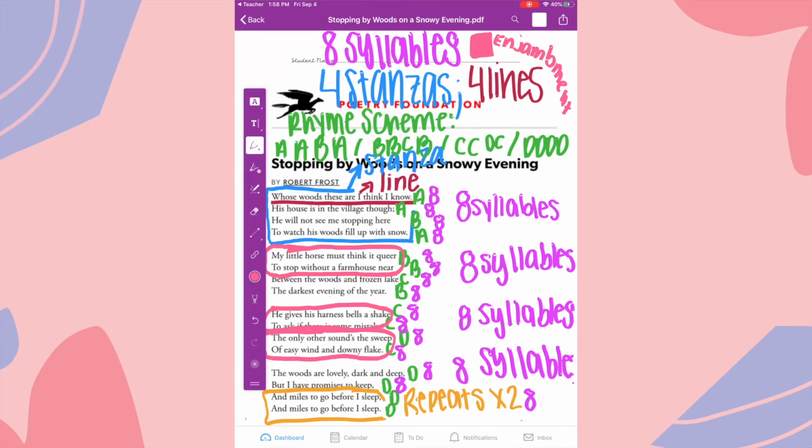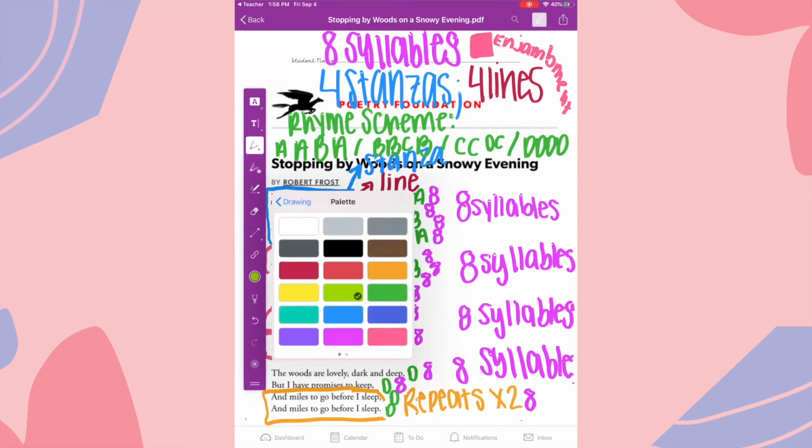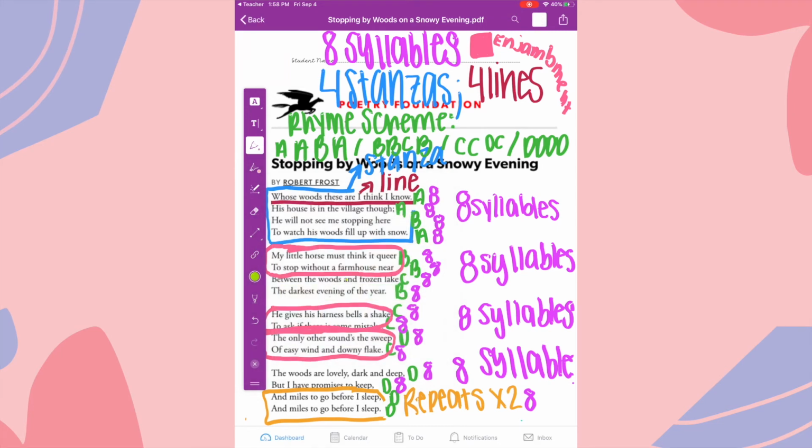There are quite a few here. So that is where I'm going to identify my enjambment, but feel free to add on and mark this up as much as you can, because that's the beauty of annotation, is that we could be here for hours and hours marking this up. Okay, let's do some figurative language. So I'm going to change my pen color again, do some lime green.